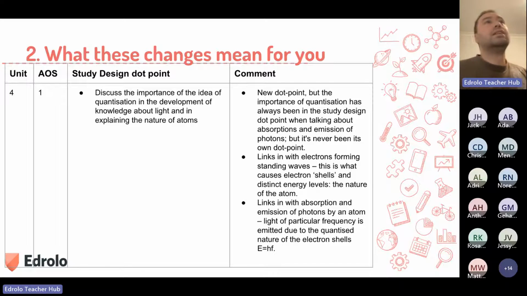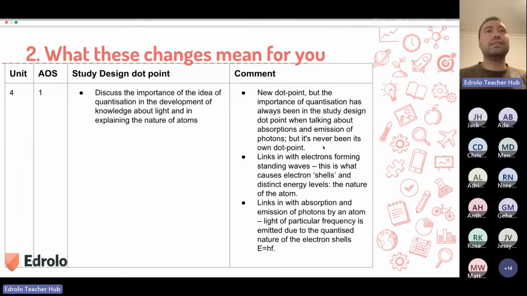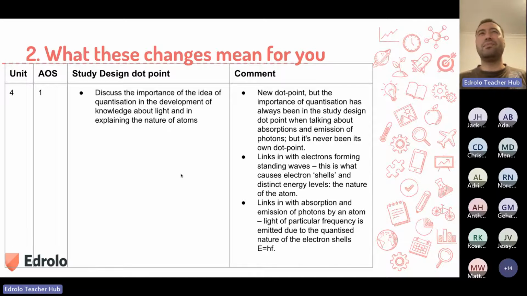And here we have Unit 4 Area of Study 1: discuss the importance of the idea of quantization in the development of knowledge about light and explaining the nature of atoms. Now, this is not really new. It's a new dot point on its own, but the content is not new. The importance of quantization has always really been in the study design, especially when you're talking about absorption and emission of photons, but it's never specifically been its own dot point.